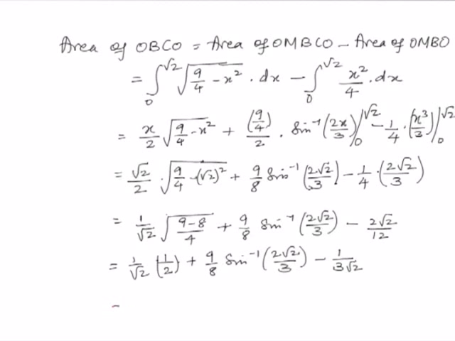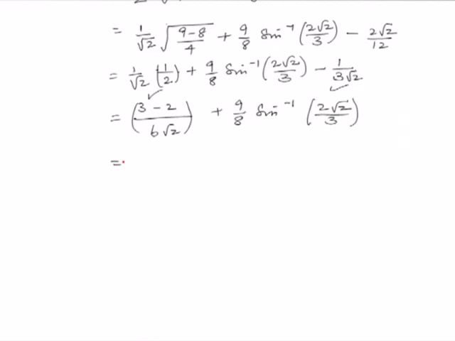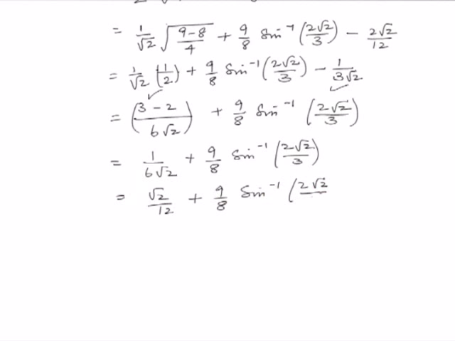So now club the first and the last terms. So we get 3 minus 2 by 6 root 2 and the next term carried over as it is. So that is equal to 1 by 6 root 2 plus the next term. Now conveniently we will write it as root 2 by 12 plus 9 by 8 into sine inverse of 2 root 2 by 3. Take out 1 by 2 as a common factor. So I arrive at 1 by 2 times root 2 by 6 plus 9 by 4 times sine inverse of 2 root 2 by 3.